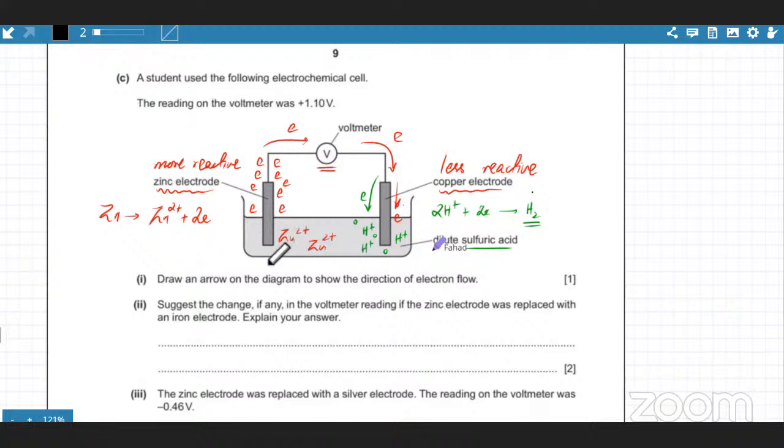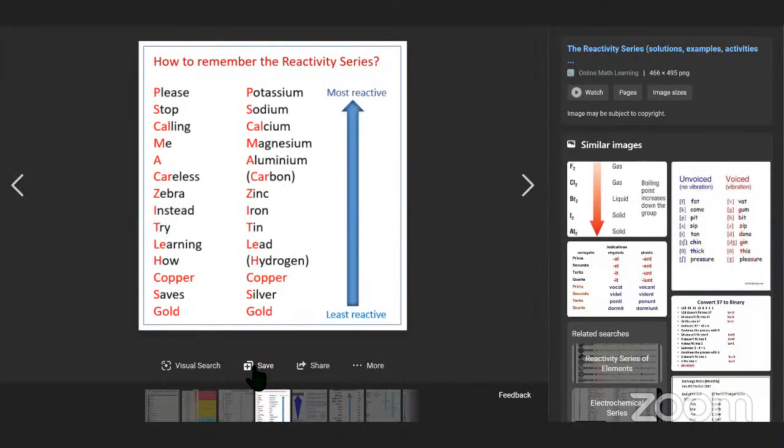Now the first question: draw an arrow in the diagram to show the direction of electron flow. We pretty much answered everything, and we've done that. Next: suggest the change, if any, in the voltmeter reading if the zinc electrode was replaced with an iron electrode. Now let's have a look at the reactivity series.